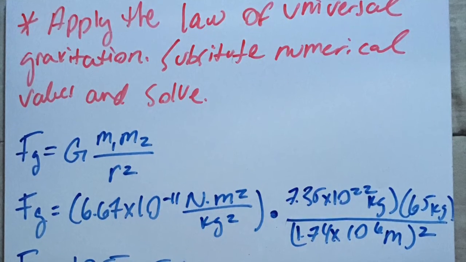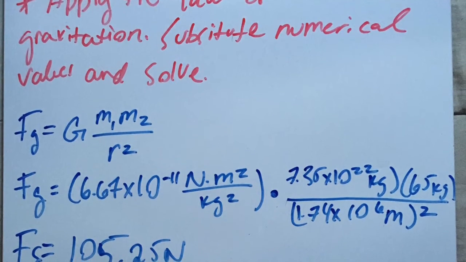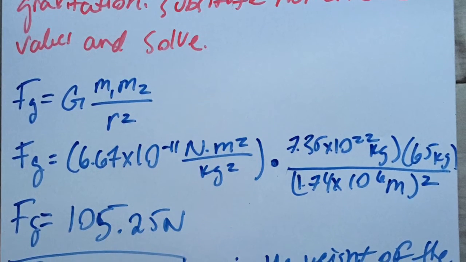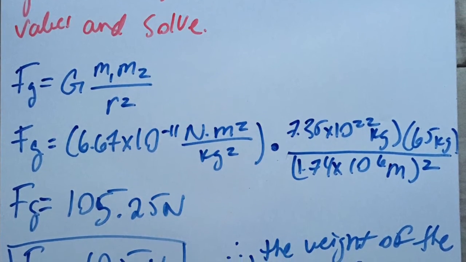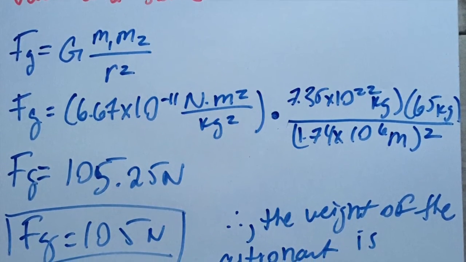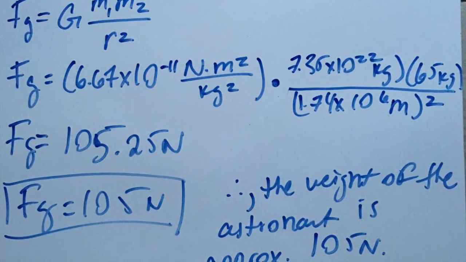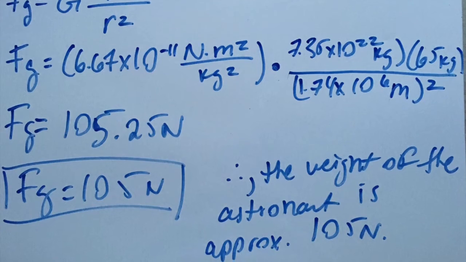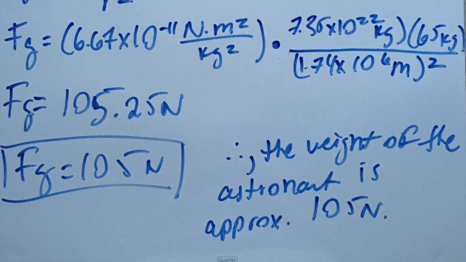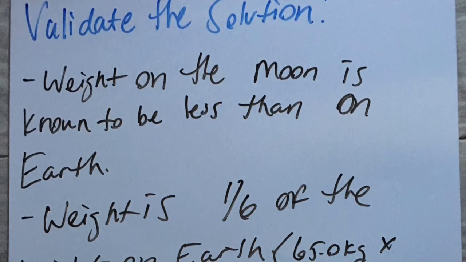You apply the law of universal gravitation, and you substitute the numerical values and solve. Fg equals m1 m2 over r squared, so Fg equals 6.67 times 10 to the power of negative 11 newtons times meters squared over kilograms squared, times 7.35 times 10 to the power of 22 kilograms times 65 kilograms over 1.74 times 10 to the power of 6 meters squared. And this is equal to Fg equaling 105 newtons, so you can say that the weight of the astronaut is approximately 105 newtons. Now you validate the solution.